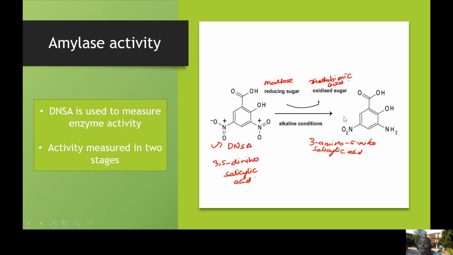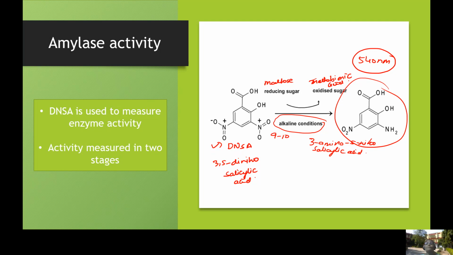3-amino-5-nitrosalicylic acid. Now this reaction takes place in strongly alkaline conditions, around 9 to 10 pH. DNSA, you allow the reaction to proceed for some time, and then you add this DNSA. So what this DNSA will do is it will oxidize maltose to maltobionic acid and itself gets reduced to 3-amino-5-nitrosalicylic acid, which absorbs strongly at 540 nanometer.